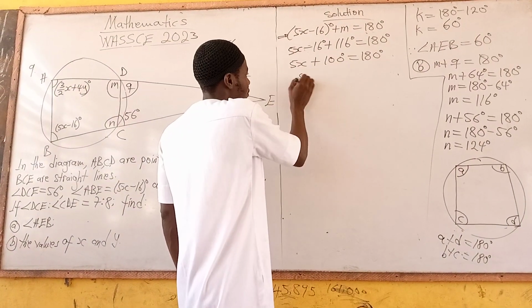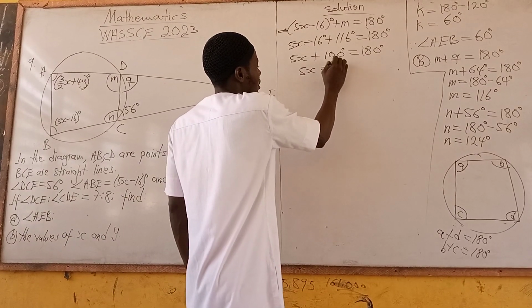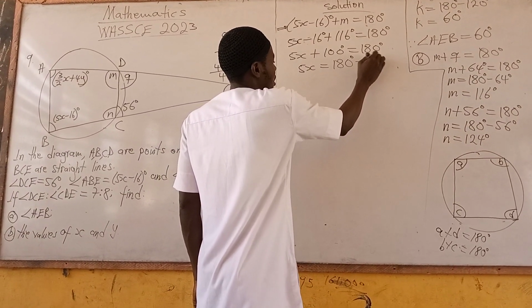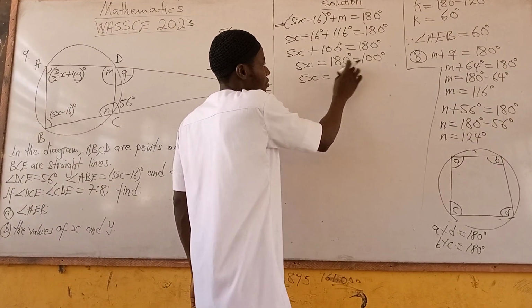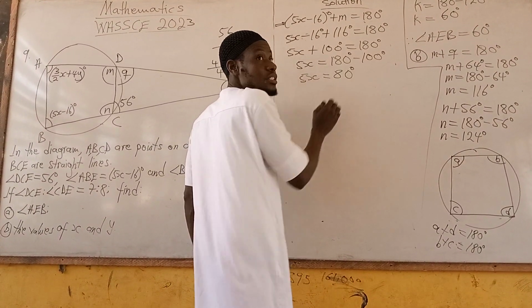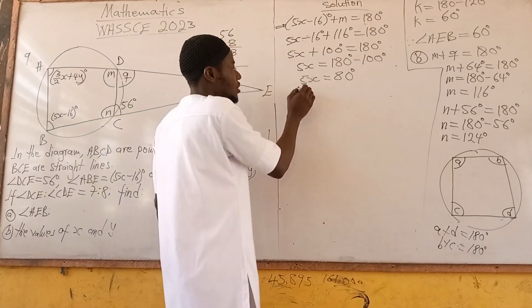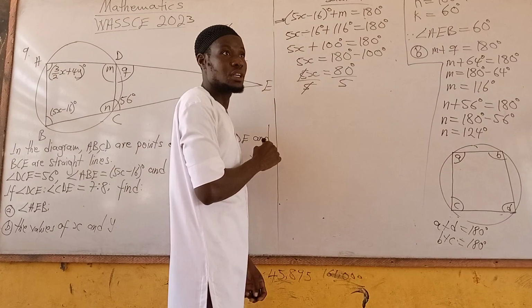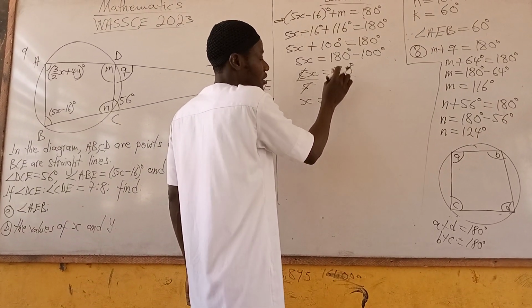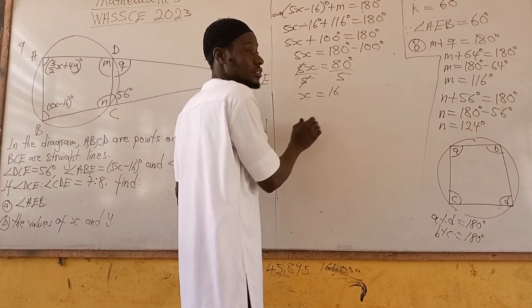So group your like terms. 5x is equal to 180 degrees minus 100 degrees. 5x is equal to 80 degrees. So here divide both sides by 5, leaving your x to be 80 divided by 5, which will give you 16 degrees.